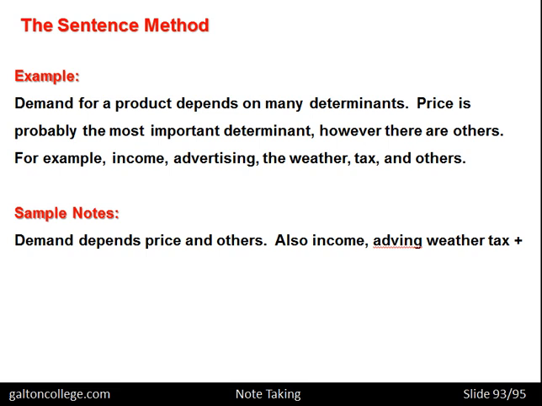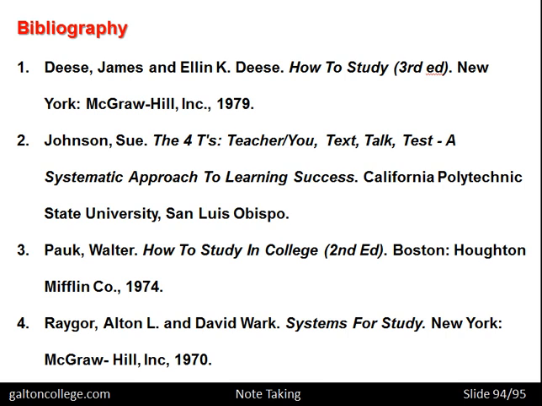Now when you've done the notes, it may also be necessary to have a bibliography and try and find a bibliography that matches the class. And it's always recommended to use a bibliography of that format, the one I've got on the slide now, which gives it alphabetically by the author's surname. So it's D-J-P-R. And this is Deese, James and Ellen Deese. And this is the surname, so it's organized by surname first.